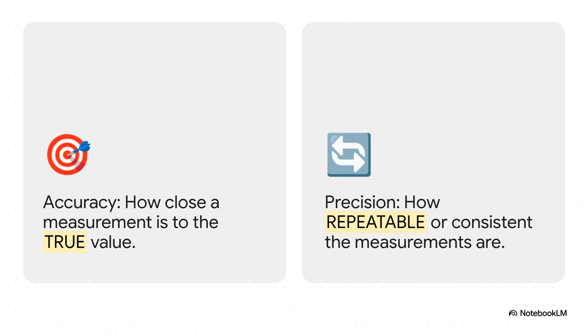Let's start with two of the most important concepts, and honestly, two that get mixed up all the time: accuracy and precision. Accuracy is pretty straightforward. How close are you to the real, true answer? Precision, on the other hand, is all about consistency. How repeatable are your measurements? And here's the absolute key. You can be incredibly precise, getting the exact same result over and over and over again, while being completely and totally wrong. That is a dangerous, dangerous combo.